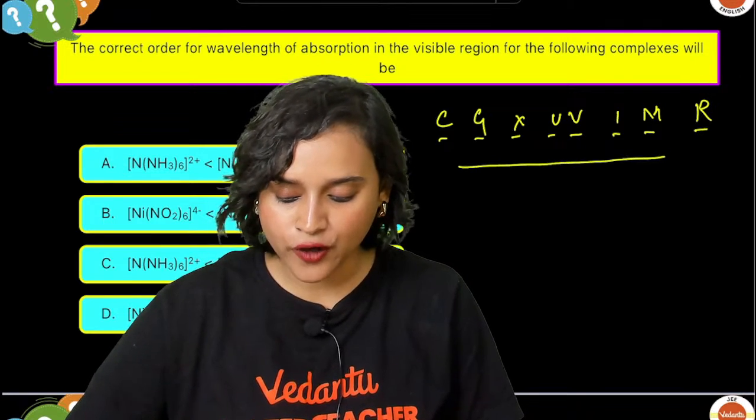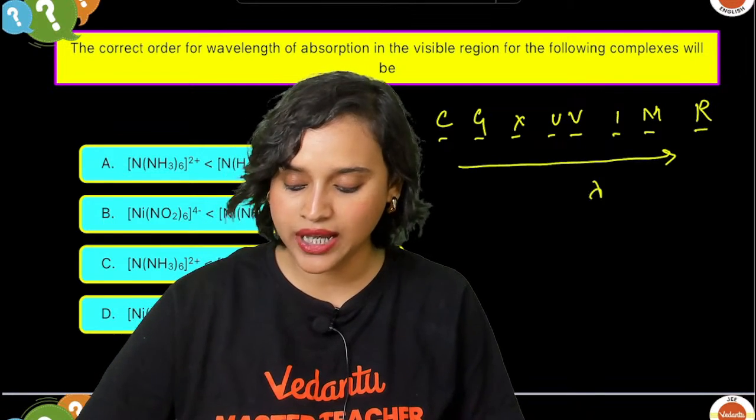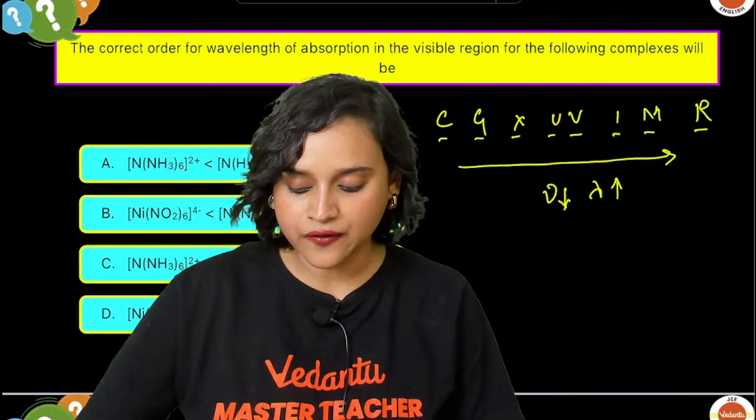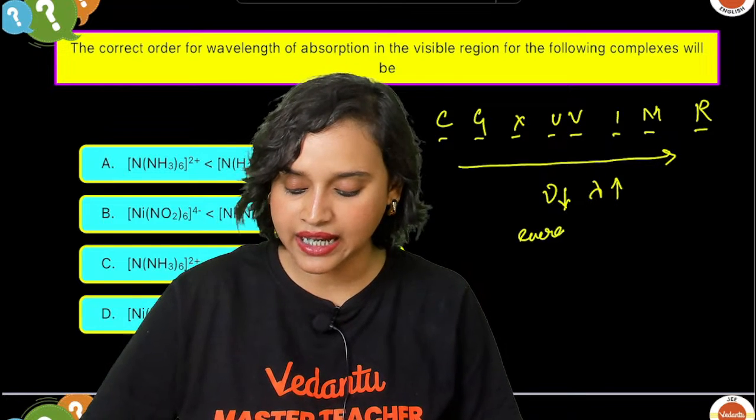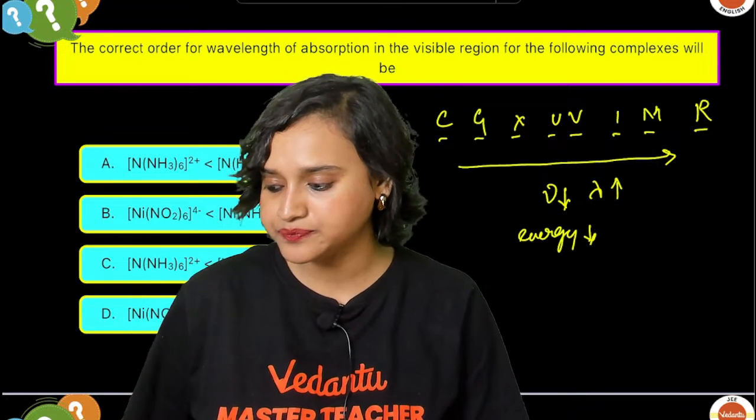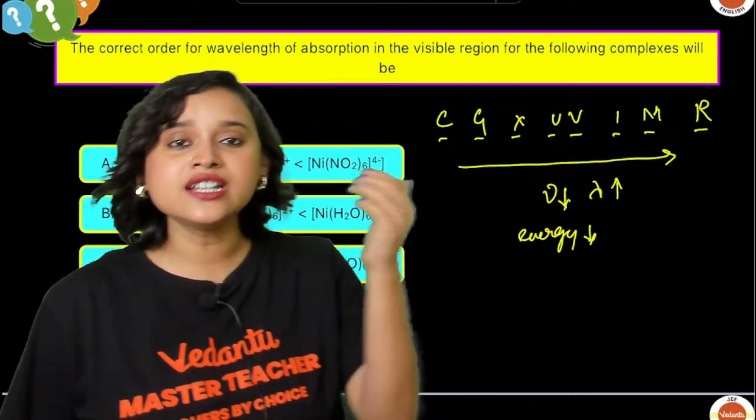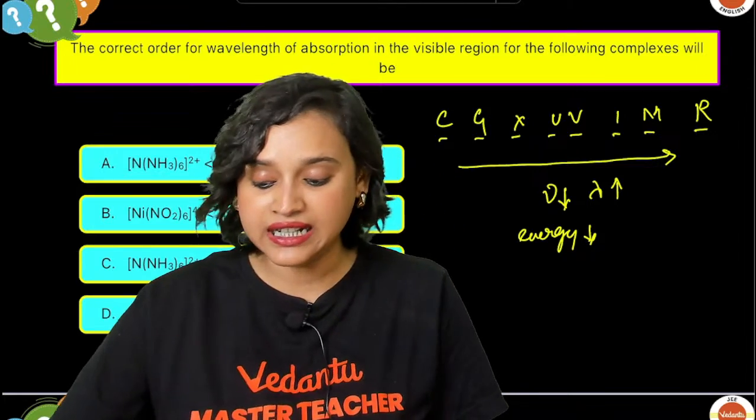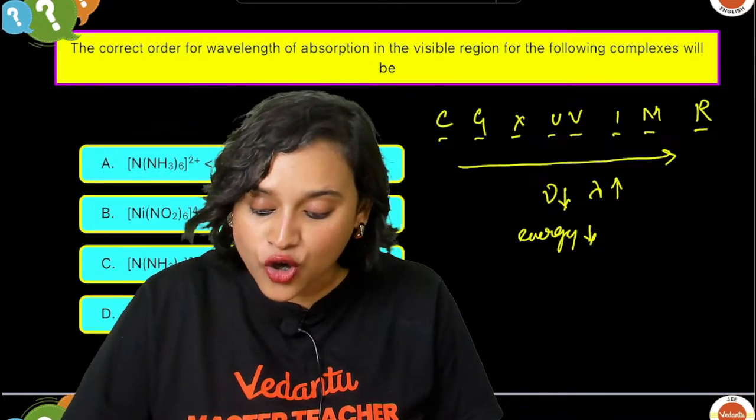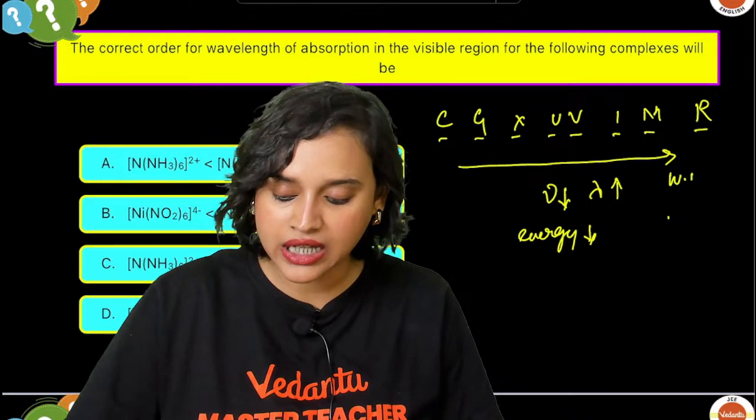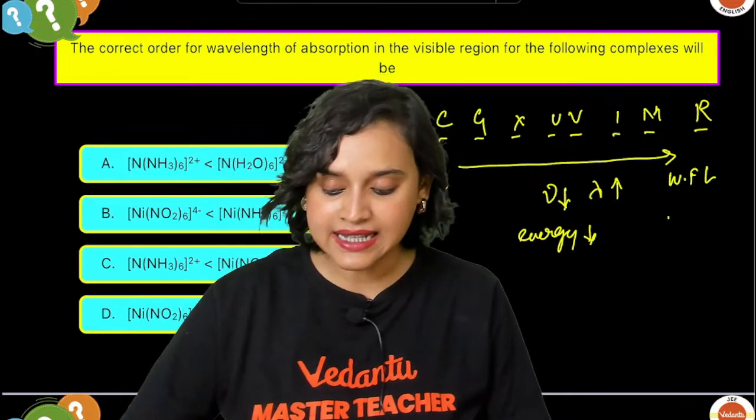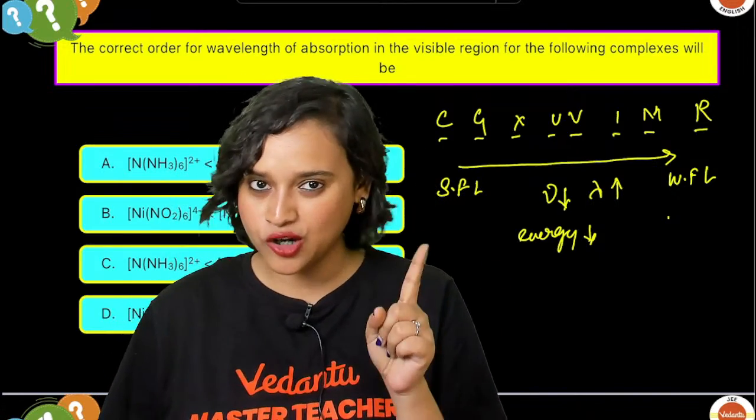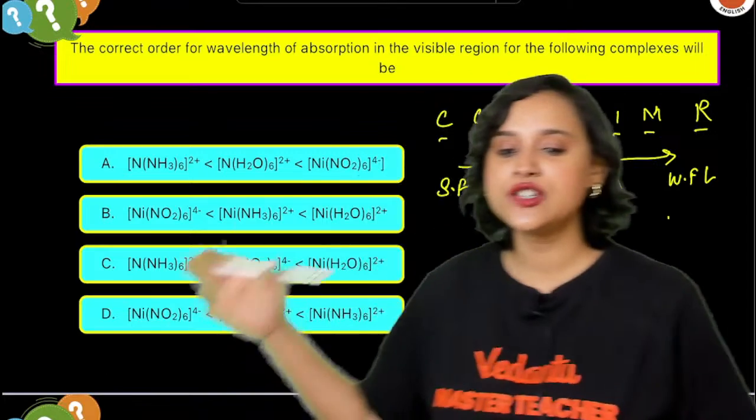So as you go from this side to this side, the wavelength increases and the frequency decreases. If the frequency decreases, that means the energy decreases, okay? And if the energy decreases, that means the weak field ligand will be absorbed on this side, and on this side you will have the strong field ligand absorbing it, okay? All right, everybody.